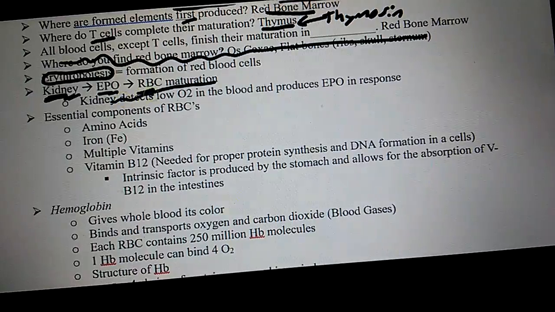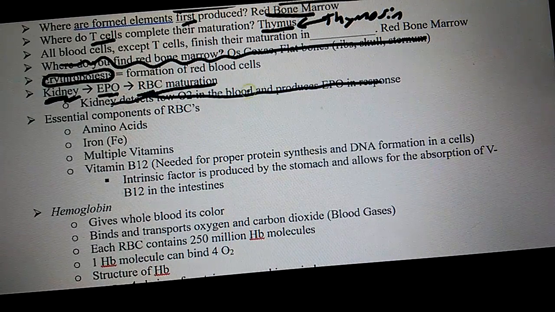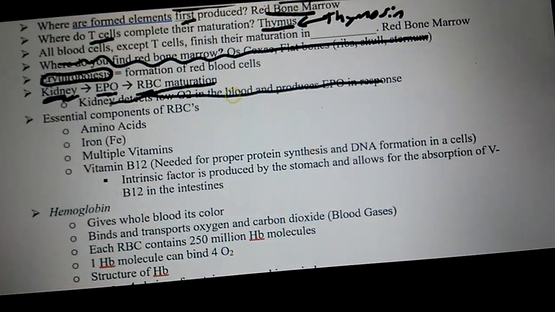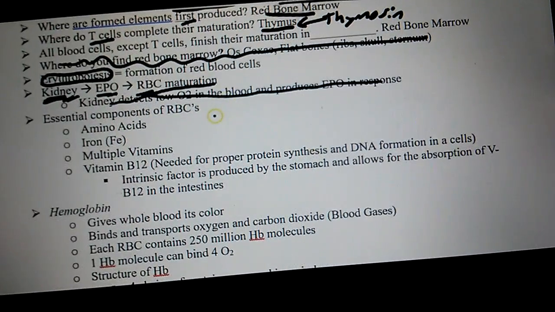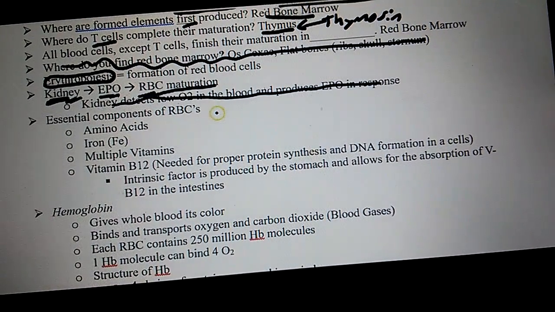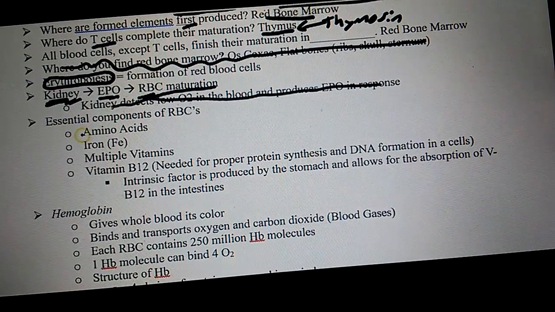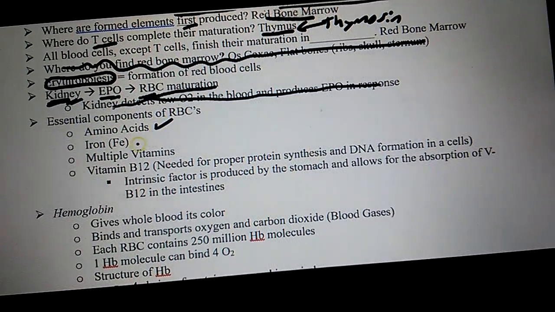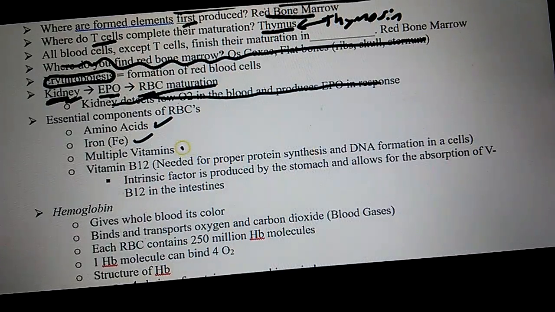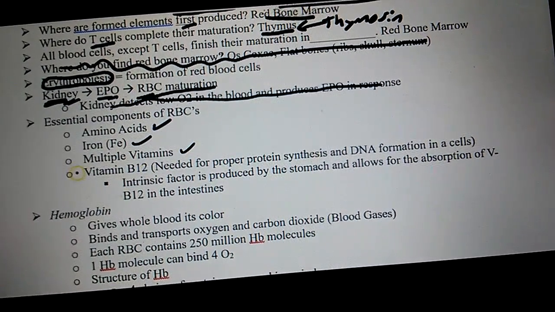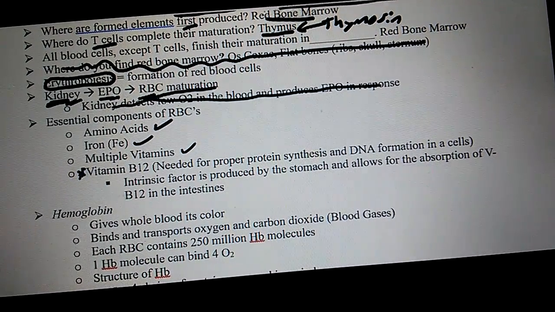We're going to do this whole thing about detecting low oxygen concentration when we get to urinary and blood again, when we talk about blood vessels and things like that. Essential components: yes, you need to know it's made of amino acids, irons, and that there are vitamins involved. And next, a really big one is vitamin B12.